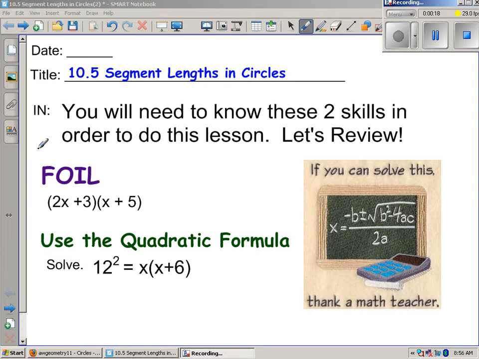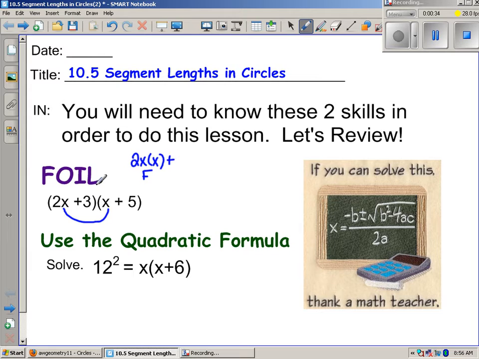So the first one is to FOIL. FOIL is an acronym for first, outside, inside, last. If I multiply the first terms together, that would be 2x times x. There's my first. Then I add on my outside, which would be 2x times 5. That's outside. My inside terms would be 3 times x. And then my last terms are the 3 and the 5. And that is how FOIL is set up.